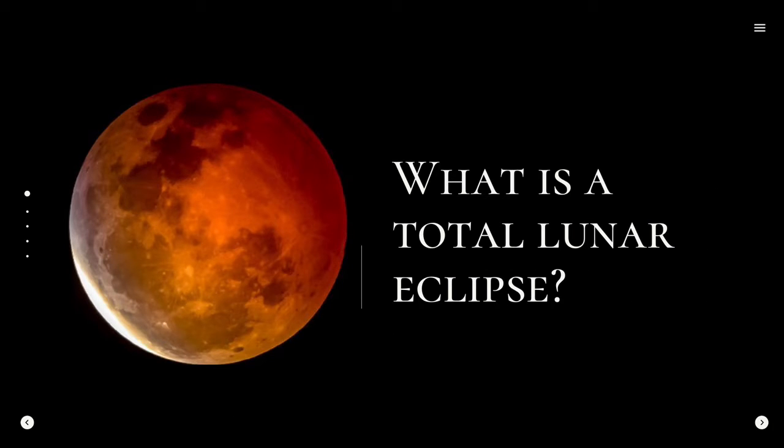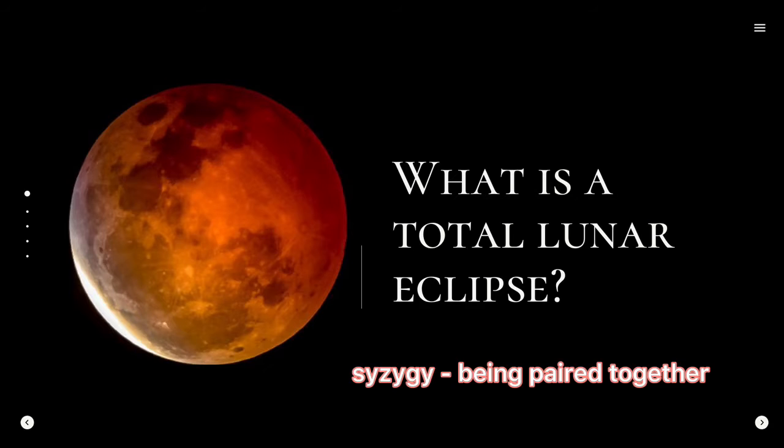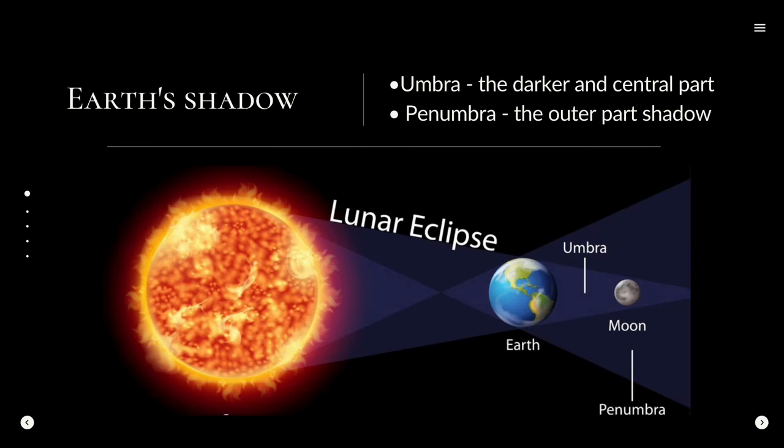What is a total lunar eclipse? A total lunar eclipse takes place when the Earth comes between the Sun and the Moon and the Earth's shadow covers the Moon. Total eclipses of the Moon happen at full moon when the Sun, Earth, and Moon are aligned to form a line. The astronomical term for this type of alignment is called syzygy, which comes from the Greek word which means for being paired together.